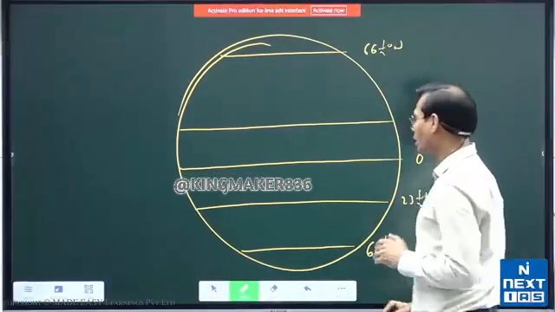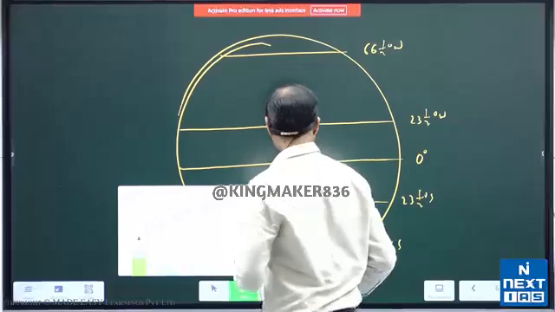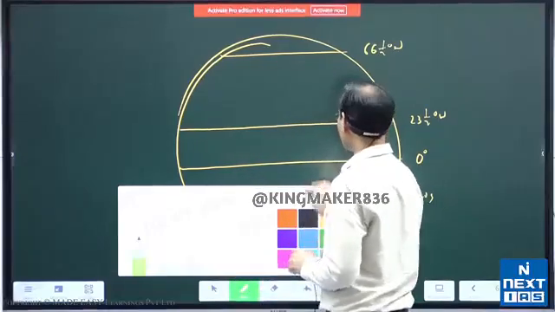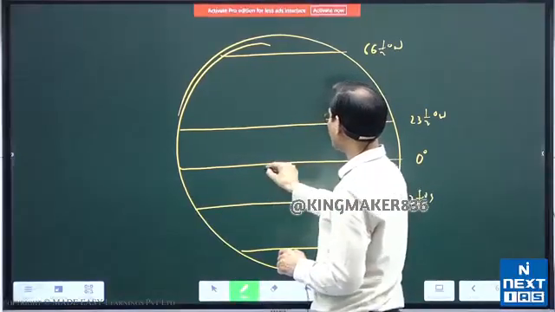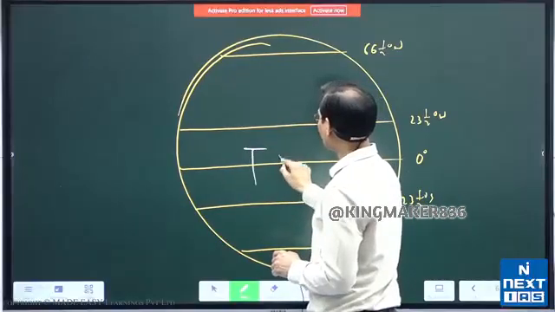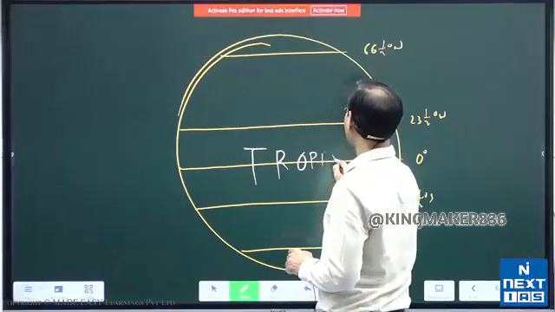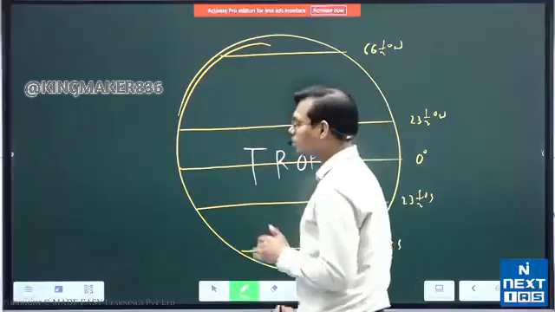Then you note very well that this area between Cancer and Capricorn, including the equator, we call by which name? We call this area by which name? Tropical area, between two tropics.